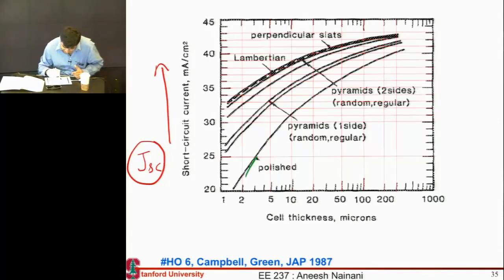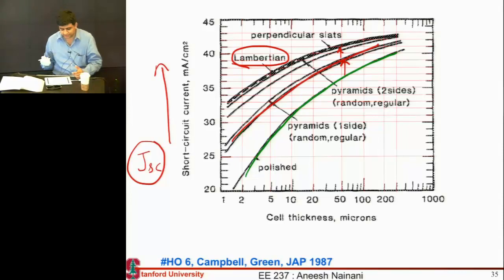If I have just a polished surface without any texturing, I get this plot. If I add pyramids on one surface, I get an increase in my short circuit current. If I add those pyramids on both surfaces, I get a further increase. The ideal is what is called in optics a Lambertian scheme of light trapping, where light is distributed uniformly; we'll talk about the Lambertian surface later. And you can see that regular and random pyramids perform equally well.